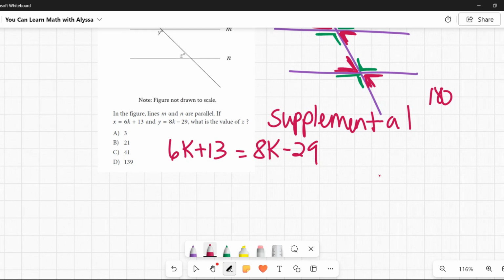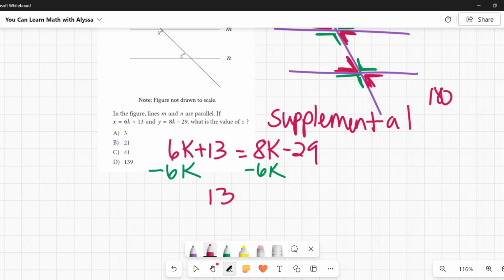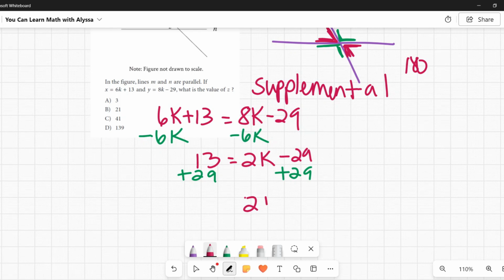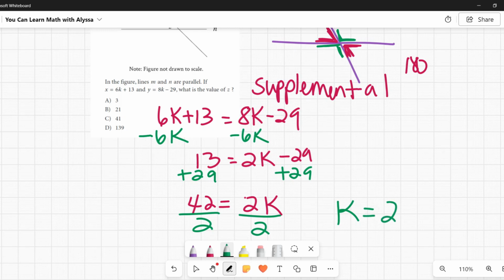So let's do that. I'm going to first get rid of that 6k on the left and get all the k's on the right. I just have 13 is equal to 8k minus 6k, which is 2k, minus 29. Then to get rid of that negative 29, I'm going to add 29 to both sides. On the right-hand side I still have 2k, and on the left, 13 plus 29 is 42. To solve for k, since k is being multiplied by 2, I'm going to do the opposite and divide by 2. I get that k is equal to 42 divided by 2, or 21.